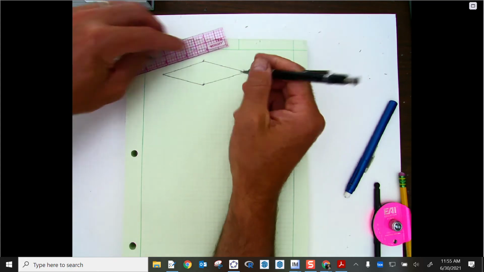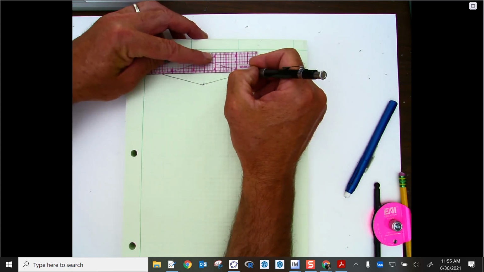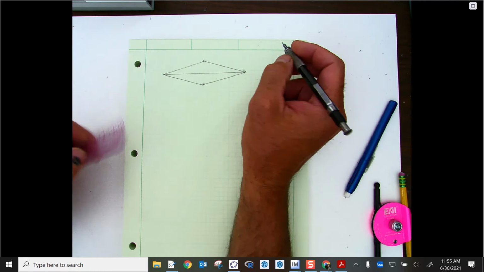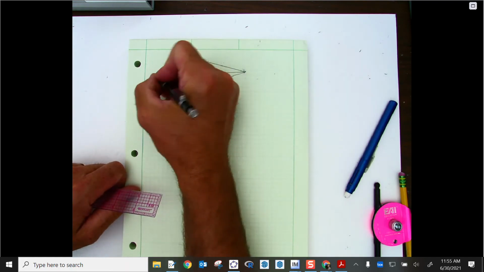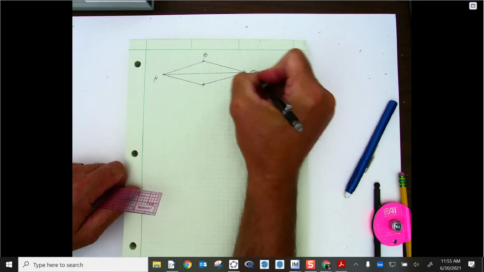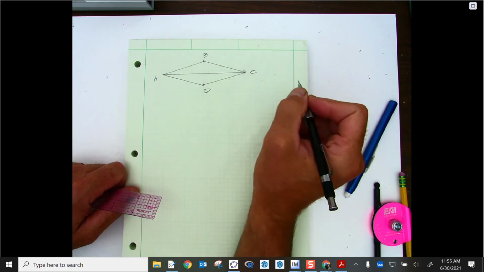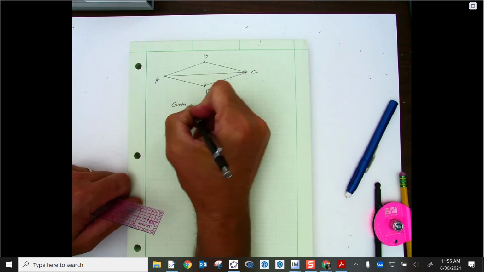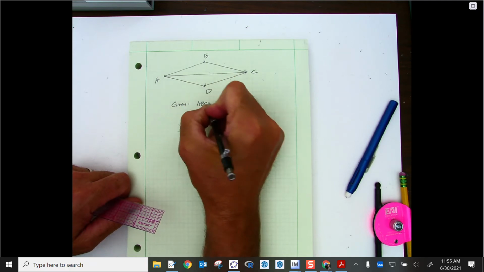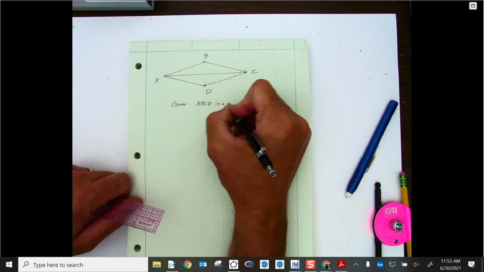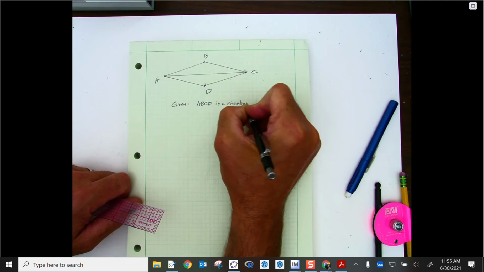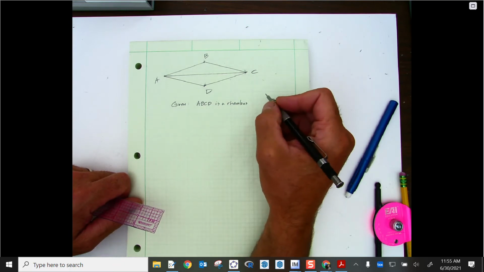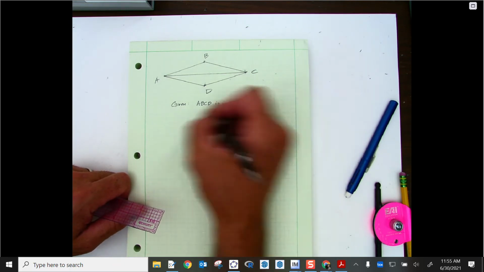There it is. Here's our rhombus. Let's go ahead and draw in a diagonal. Let's go ahead and label some. There they are. So given ABCD is a rhombus, let's see, what do we want to do?